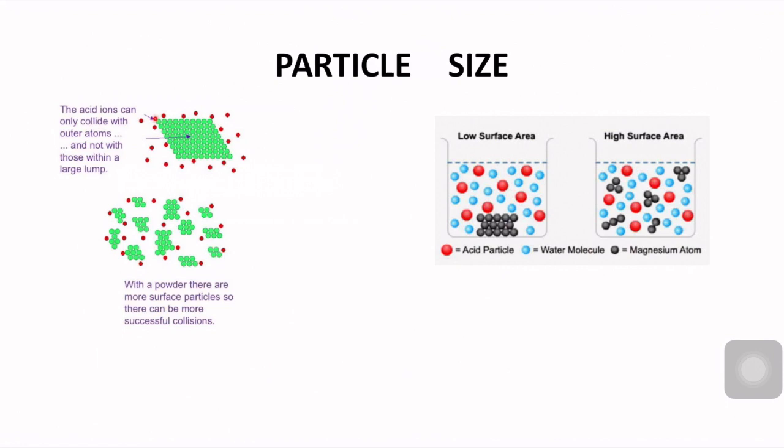Next one, you're talking about the particle size. So for example, if you use a magnesium strip versus a magnesium powder. If you look at the magnesium strip, it says the acid ions can only collide with outer atoms and not with those within a large lump. But if you break this magnesium strip or you use magnesium powder instead, if you look at these red circles, they can actually collide more with the surface of the magnesium powder.